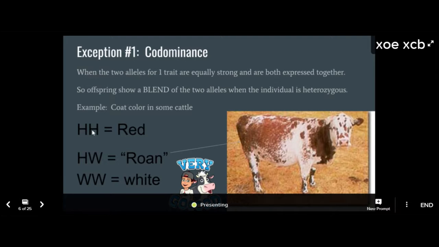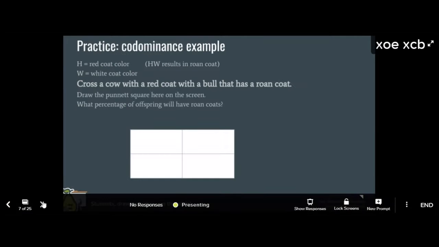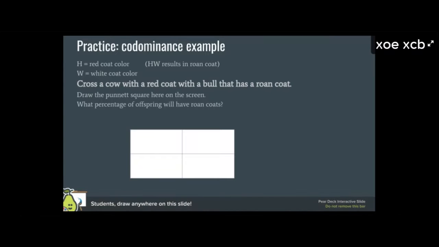So here, if you notice, you have big H for red. You have big W for white. When the H and W get together, it's called roan, and it's a mixture of both dominant traits. So it's a blend of the two. All right, practice codominant.